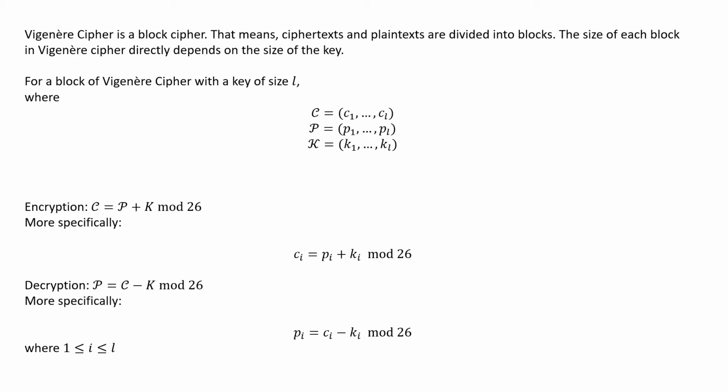And for decryption, we subtract this time the key from the ciphertext. And that's how we can get back our plain text. So the ith element of the plain text is given by the subtraction of the ith element of the key from the ith element of the ciphertext, where i is an integer between 1 to L.